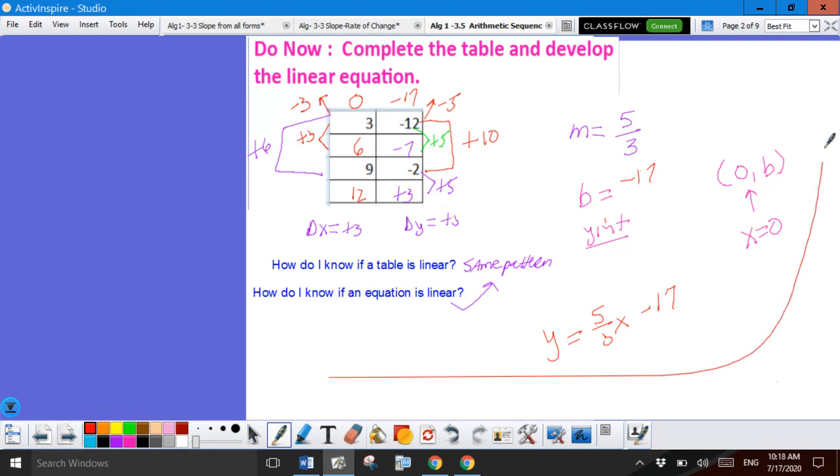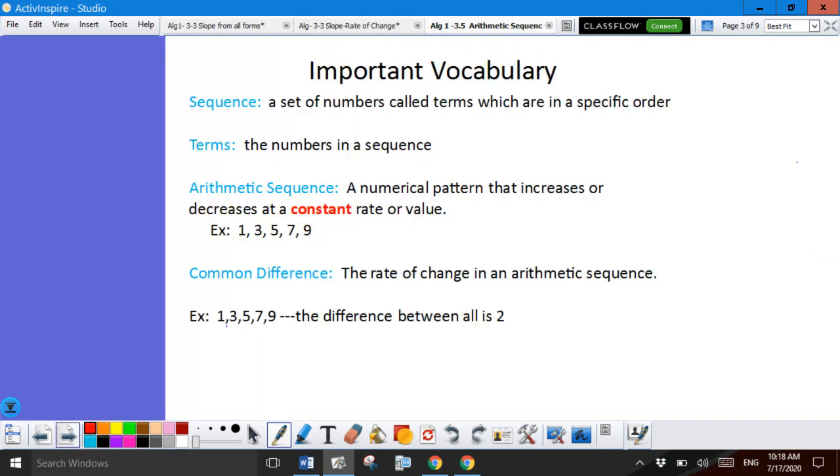So this is the hardest part of what we're going to do today. You have to find your slope and you have to work backwards to find your zero term, which is your y-intercept. So when we look at arithmetic sequences, the first thing we need to know is what is a sequence.